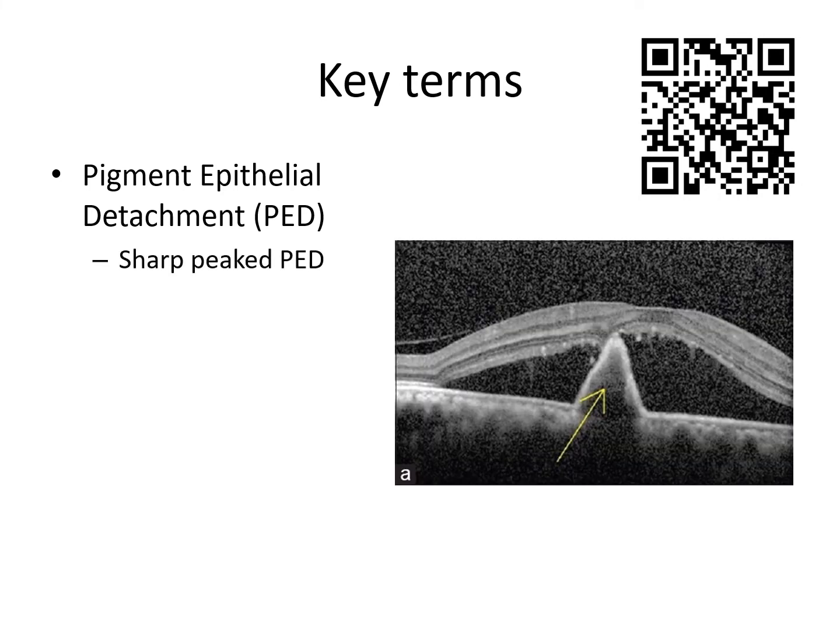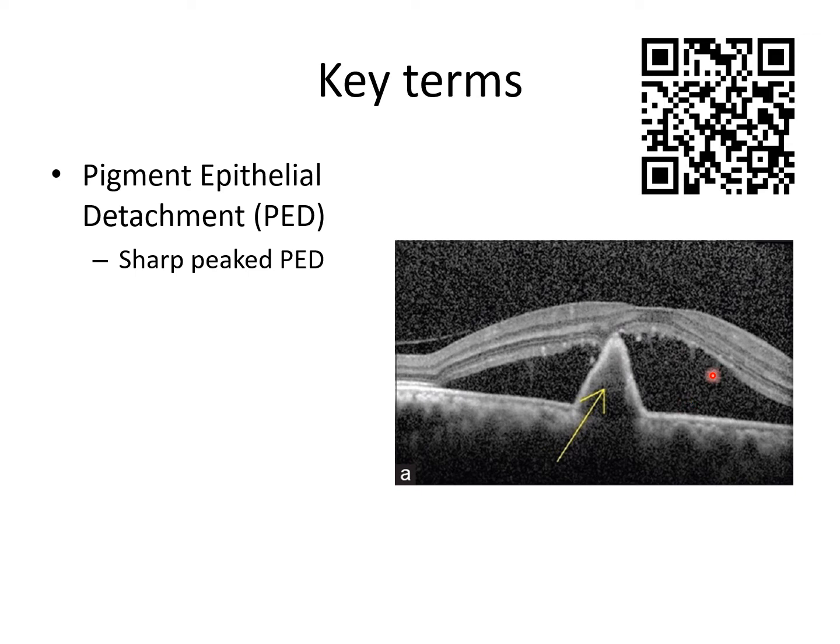Another key element is pigment epithelial detachment. Now we all know that the retinal pigment epithelium is tightly adherent to the Bruch's membrane, and it cannot be peeled away easily. And here in this image we can see a tall, sharp peaked PED along with a serous detachment of neurosensory retina as seen by the clear cavity here.